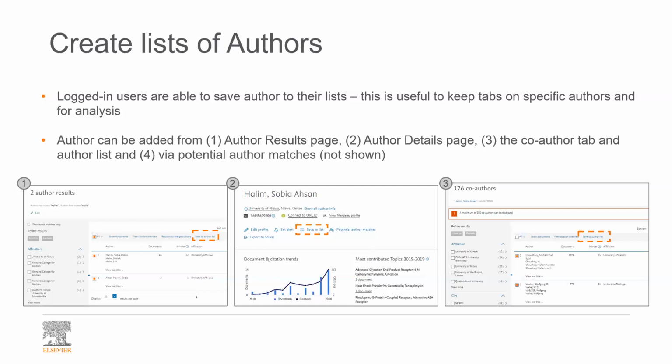So you may want to create lists of authors as well, right? Logged-in users are able to save authors to their list. So this is useful to keep tabs on specific authors and for analysis. Authors can be added from the author results page, the author details page, the co-author tab, the author list, and via potential author matches, which may not be shown.